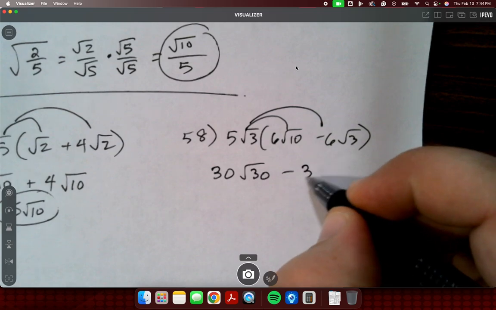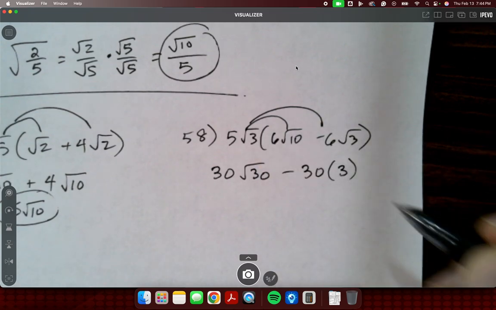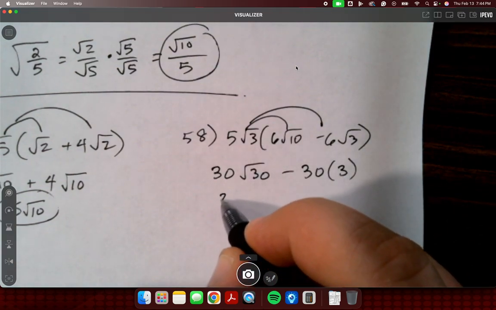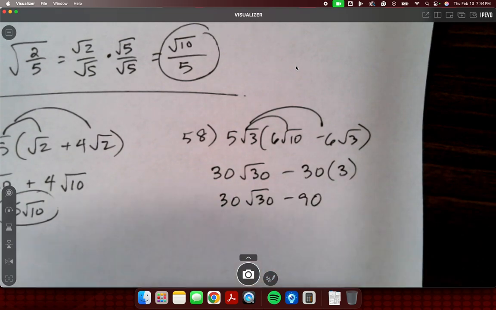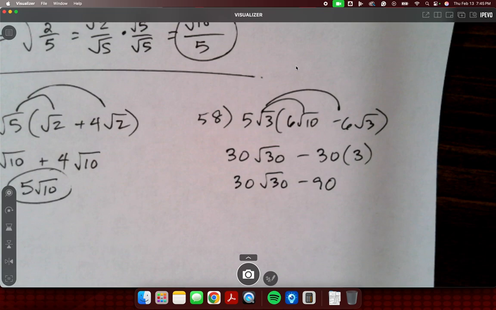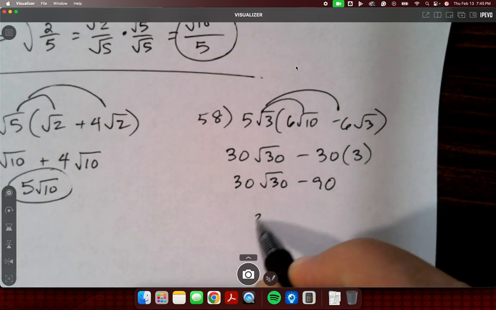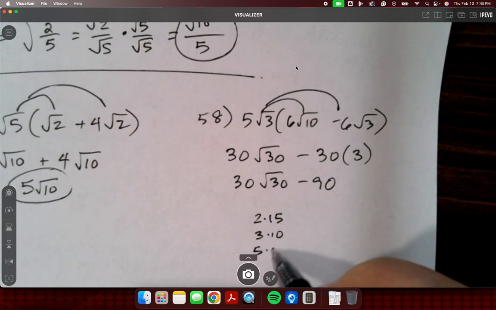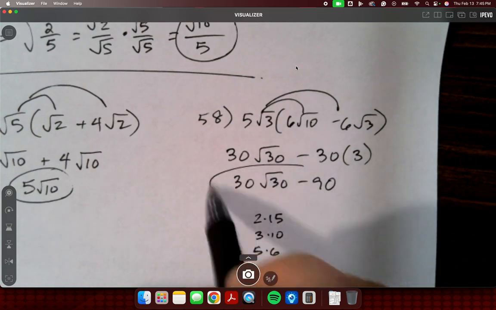5 times 6 is 30. Square root of 3 times square root of 3 is 3. Because remember, that's square root of 9, and square root of 9 is 3. So 30 times the square root of 30 minus 90. Now we should think and see if there's any way to simplify the square root of 30. So let's see, 2 times 15, 3 times 10, 5 times 6. And there are no perfect squares in there, so that's already as simplified as it can be. And there's our answer.